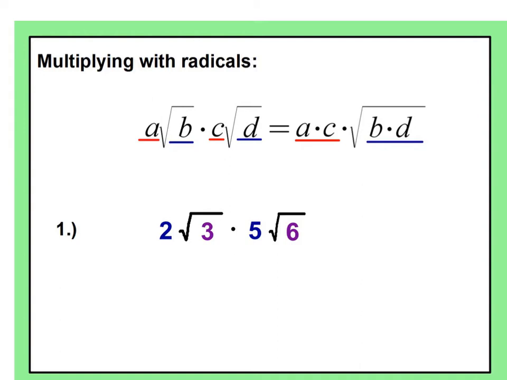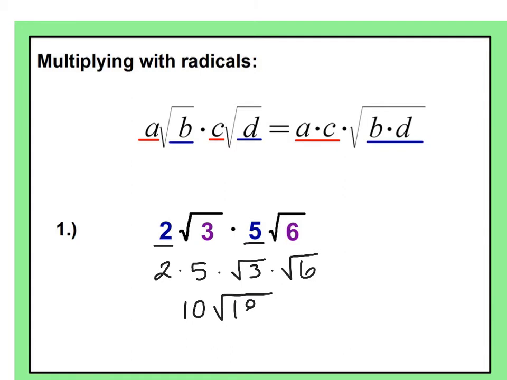Here I have 2 square root of 3 times 5 times the square root of 6. What I can do is think of this as 2 times 5, so here's my 2 and the 5, times the square root of 3 times the square root of 6. And I can simplify that to 10 times the square root of 18. Now I'm not done yet because if I can simplify a square root, I need to.